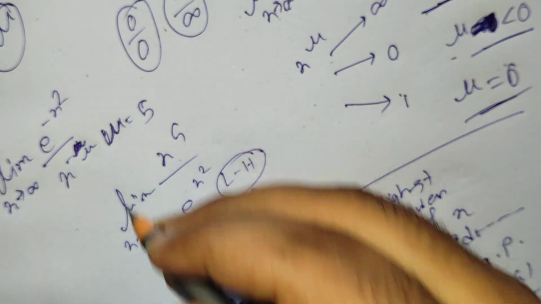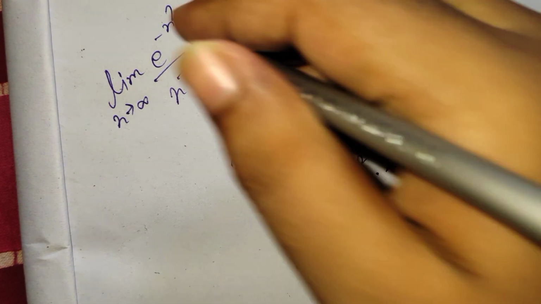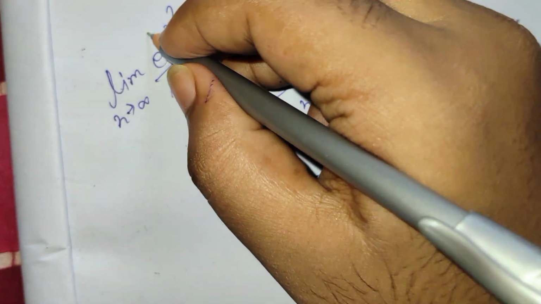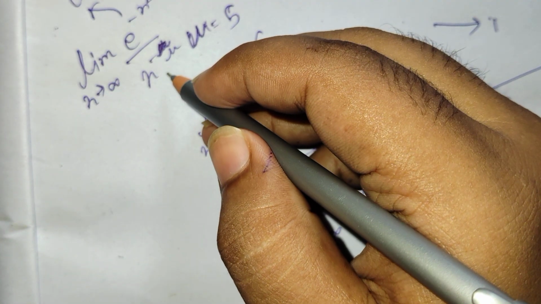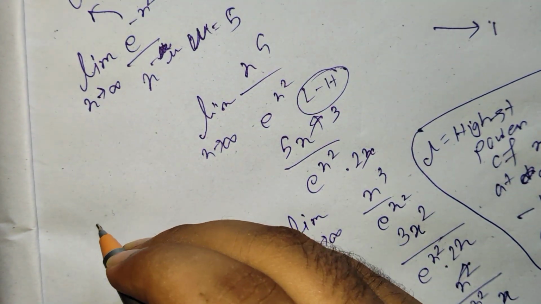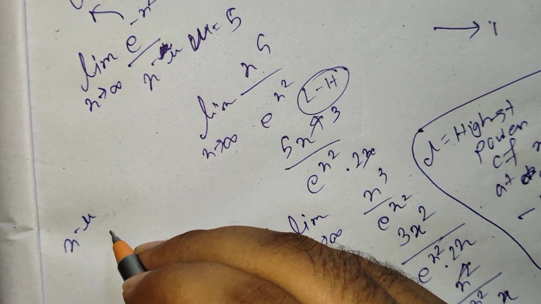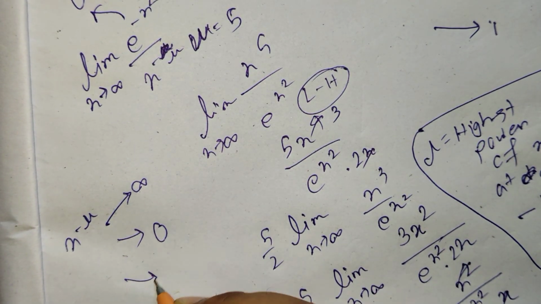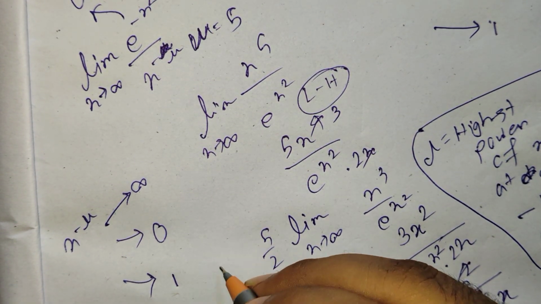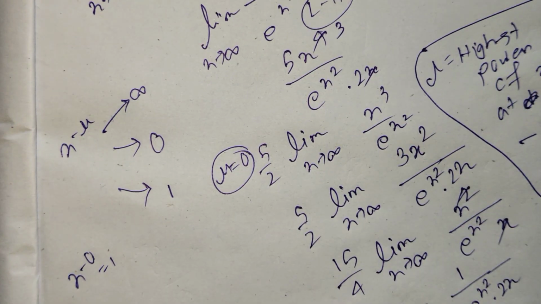Hopefully it is visible. Now we have to make it 0 by 0, and the upper portion is 0 because e to the power minus infinity is 0, right? Now I have to make this also 0. Let's say x to the power minus mu is there. When will it be 0? It will be either infinity, 0, or 1. When will it be 1? When mu is equal to 0, it will be 1, x to the power minus 0, which is 1, right?